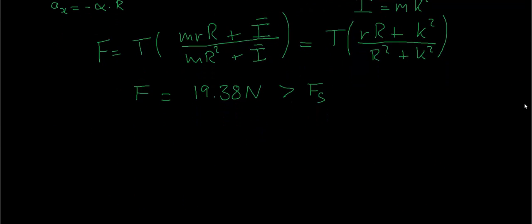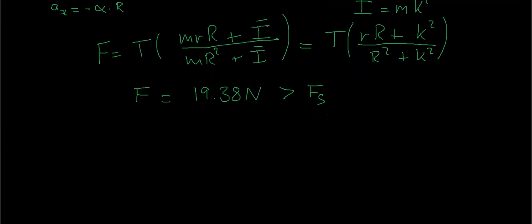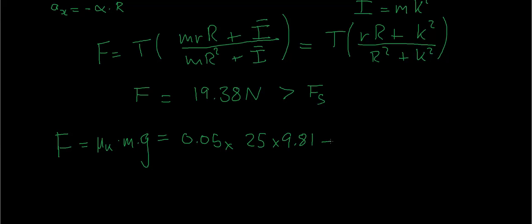Now, since the cylinder is not rolling and it's sliding, we can simply calculate F as the kinetic coefficient of friction times the mass times gravity, and if we substitute these numbers in, 0.05 by 25 kilograms by the acceleration due to gravity, we get a value for F which is equal to 12.16 newtons.